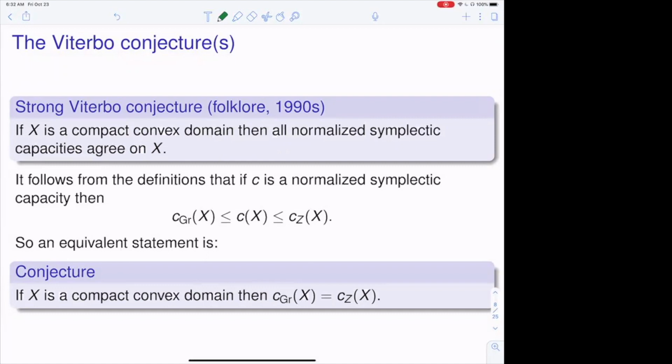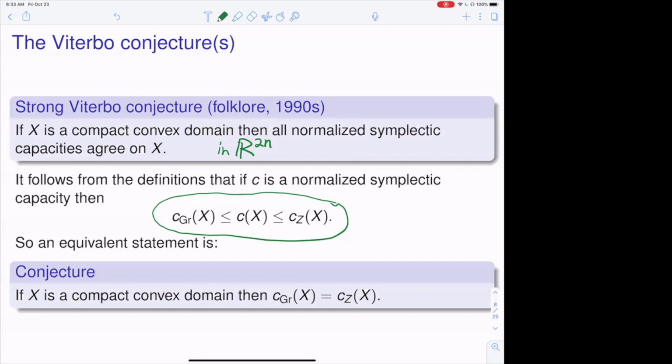So I'm going to call it the strong Viterbo conjecture. And the statement is that if you have a compact convex domain in R^2n, then all normalized symplectic capacities are the same. Just to put that in context, it follows immediately from the definitions that any normalized symplectic capacity is in between the Gromov width and the cylinder capacity. So the Gromov width is less than or equal to every other normalized symplectic capacity, and the cylinder capacity is greater than or equal to every other normalized symplectic capacity. So an equivalent statement is just that if X is a compact convex domain, then the Gromov width and the cylinder capacity are the same.